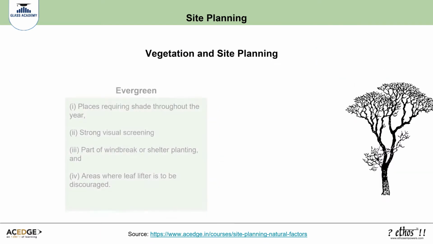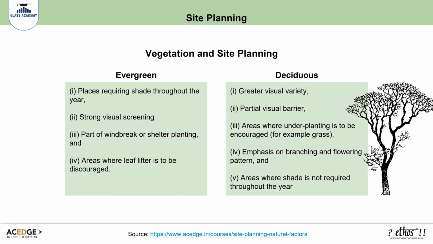Let us look at how evergreen and deciduous trees can be planted on site. If your site is located in regions with hot and dry climate, or you need to provide some privacy, you will require evergreen trees that provide shade throughout the year. If your site is located in a region with composite climate where shade is not required throughout the year, you can choose deciduous trees. Let us learn about some trees that fit for different purposes.